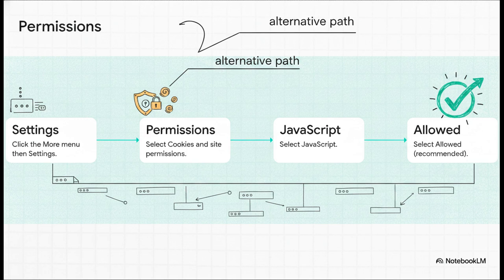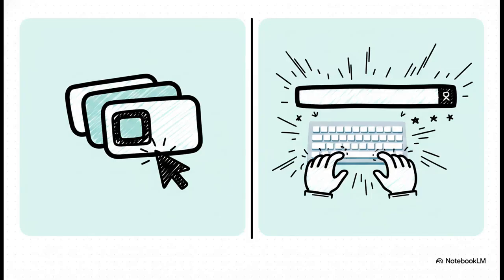Alternatively, depending on your browser, you might need a slightly different path. This one starts by clicking the More menu, followed by Settings. But notice the divergence here. Instead of heading to Privacy and Security, we're looking for a section titled Cookies and Site Permissions. Inside that menu, you'll find the JavaScript option. And for step 4, you'll just select Allowed. I really want to highlight that this option is explicitly tagged as the recommended setting. Having it presented this way in the menu is kind of like a helpful nudge, guiding you toward the optimal browsing experience. And this brilliantly illustrates the difference in system design philosophies.